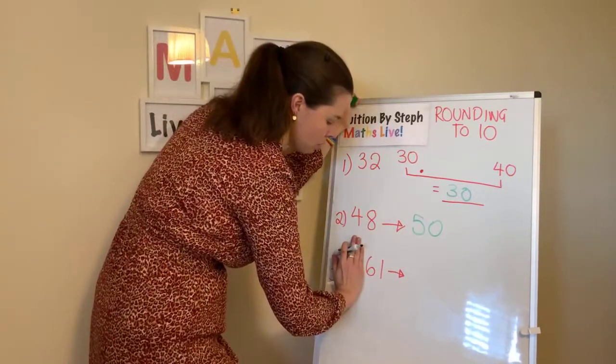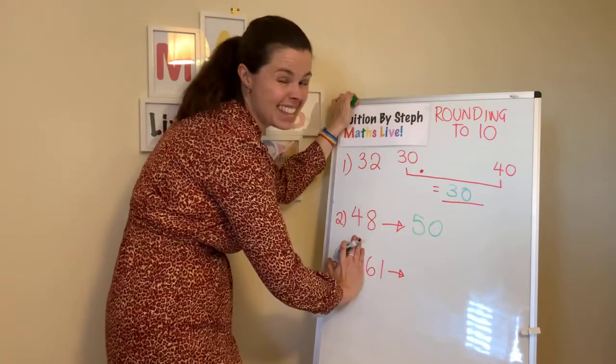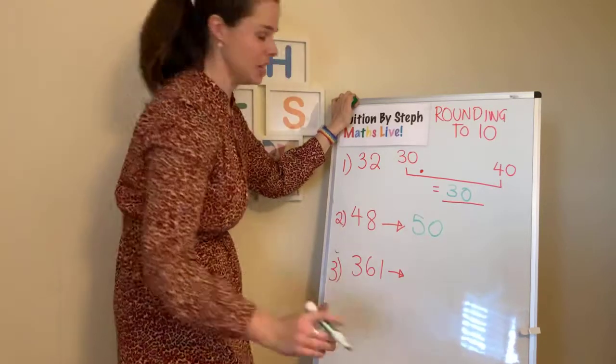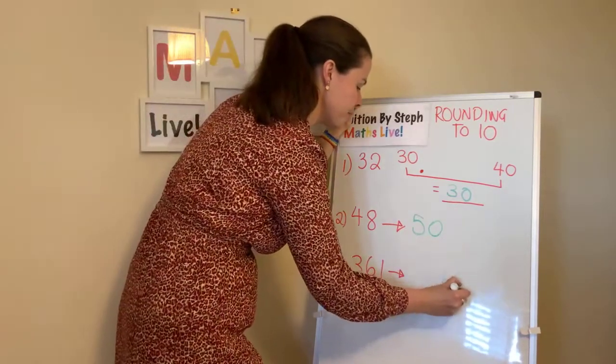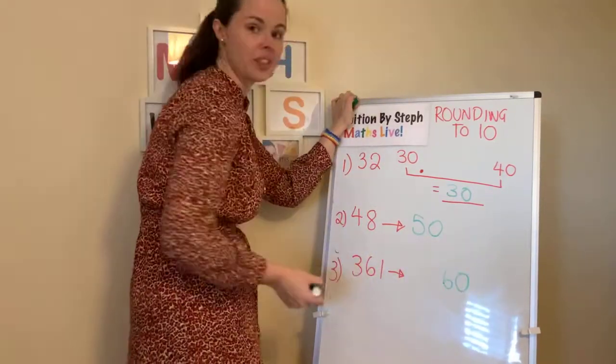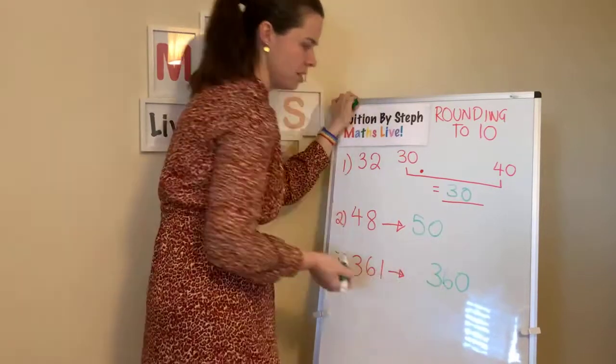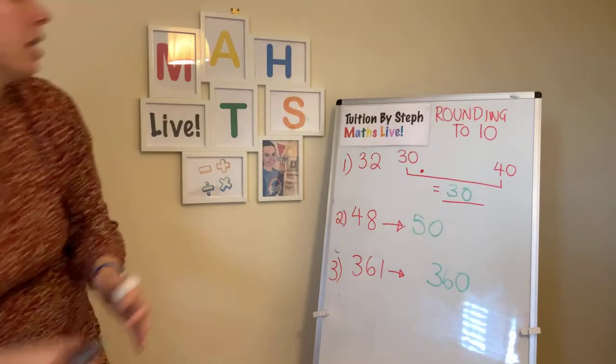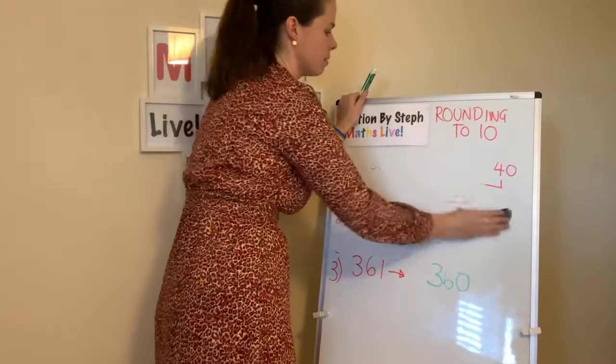So let's cover up the 3. It's in the 60s at the moment, and it's a 1, so that means we need to stick. But don't forget the 3. So it's 360. Okay, right. 3 more questions.